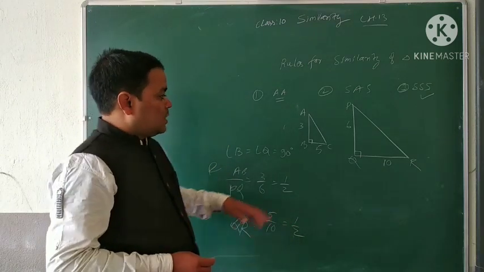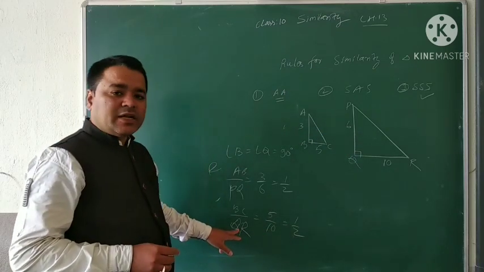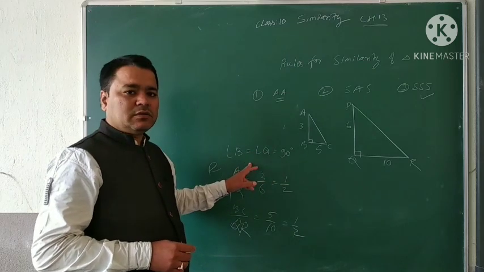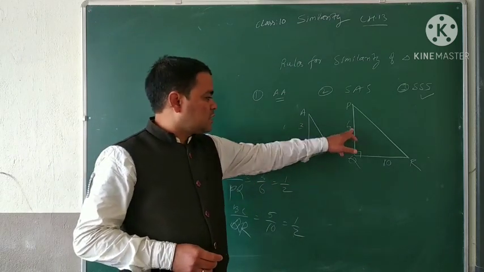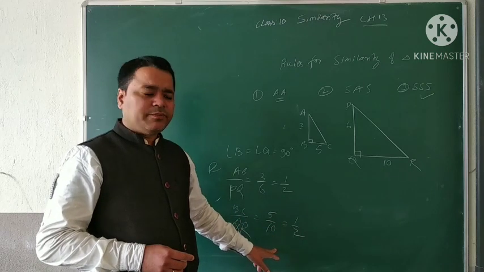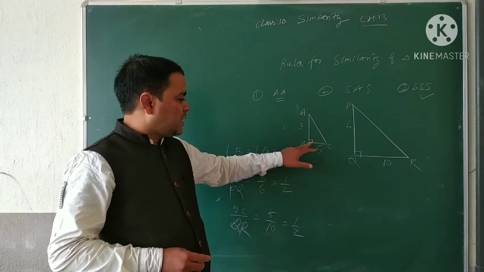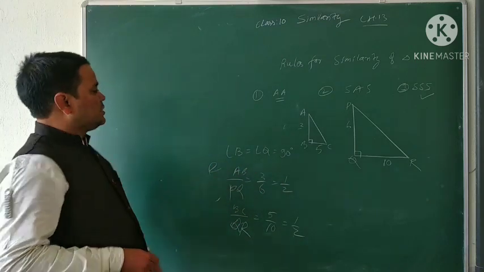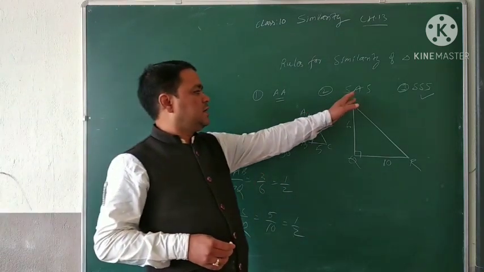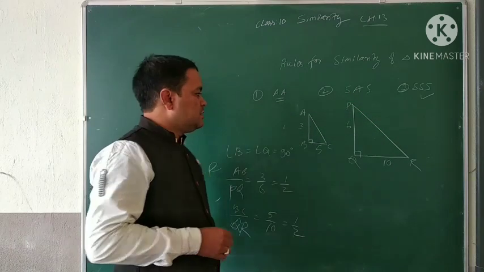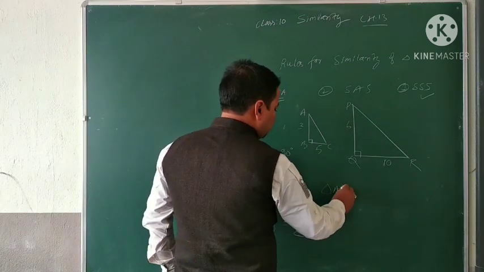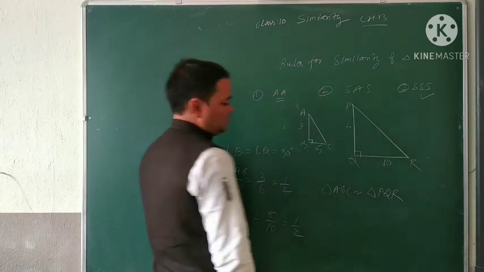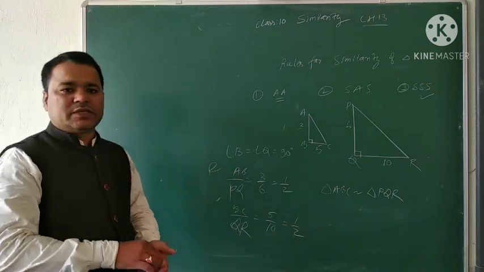Okay? Means the ratio of their corresponding sides are equal, 1 by 2, and the angle between these two sides is also equal, that is 90 degree. So we can say in this case, by side angle side criteria of similarity of the triangles, triangle ABC is similar to triangle PQR. Get it? This way we can say.